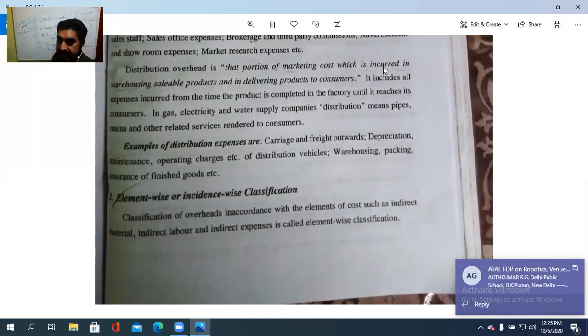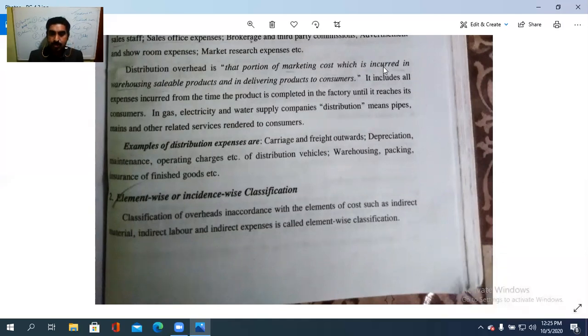Examples are carriage and freight outward, that is, the delivery going out, depreciation, maintenance and operating charges of the distribution vehicle, warehousing, packing, insurance of finished goods, etc. So those are the examples of distribution. So under the classification of overheads, function-wise classification is based on the functions performed by each overhead.